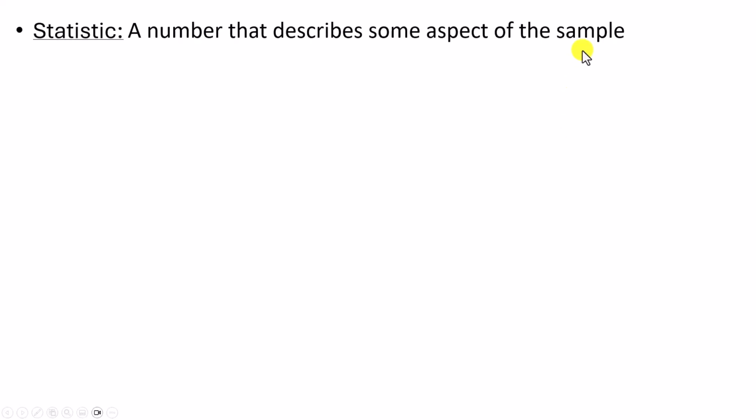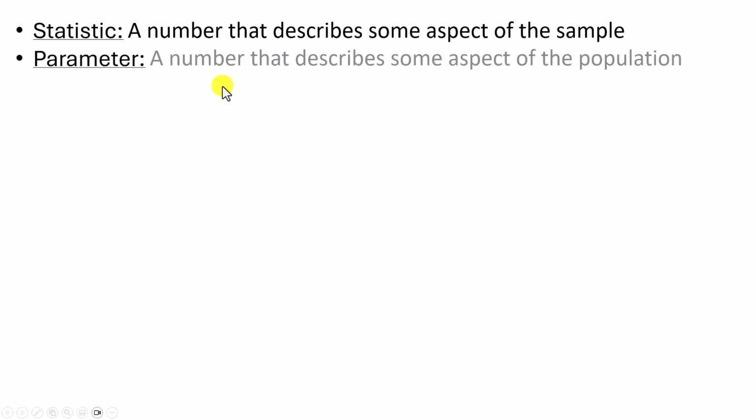Okay, next I'd like to remind you of a few key terms that we introduced in previous videos. A statistic is a number that describes some aspect of the sample. A parameter, on the other hand, is a number that describes some aspect of the entire population. So statistics describe samples, and parameters describe populations.